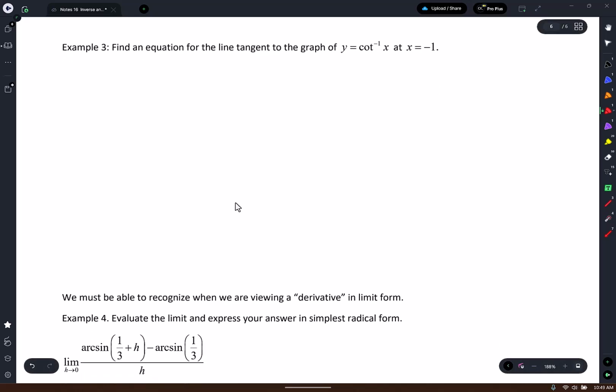Find an equation. All right, we're good, guys. We're almost done. Find an equation for the line tangent to the graph y equals arc cotangent x at x equals -1. A little bit of pre-cal, but it's not even extreme. It's baby pre-cal. I need two things for a tangent line. What do I need? Okay, let's get the point first.